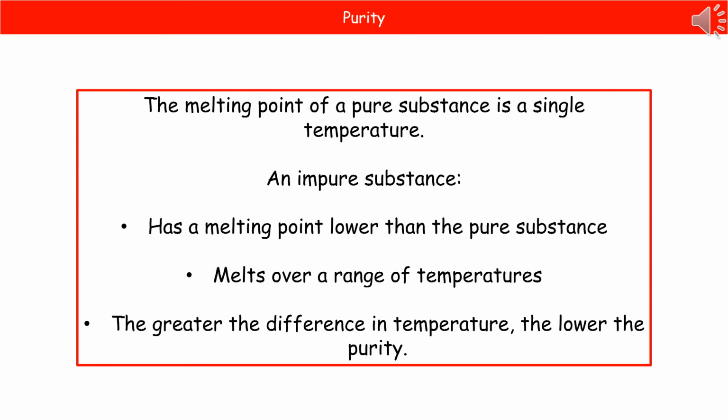A key way to determine if a substance is pure is by its melting point. A pure substance will melt at a single temperature. An impure substance will have a lower melting point than what we would expect. It will melt over a range of temperatures, and what we find is the greater the difference in temperature from that of our expected value, the lower the purity is.